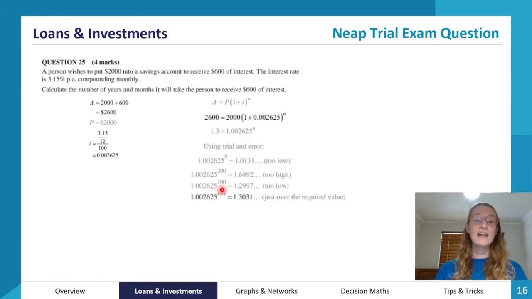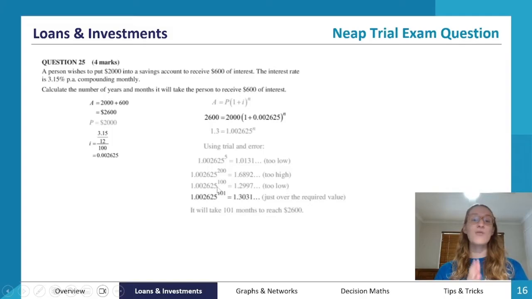What if we try N equals 100? That'd give us 1.2997, which is really close to 1.3. But that means we still haven't hit 1.3, so we're still not at the right point. What if we let N equal 101? Then that would give us 1.3031, and it would go over. That is just over the required value. So we know that N equals 101 will meet the requirements of the equation.